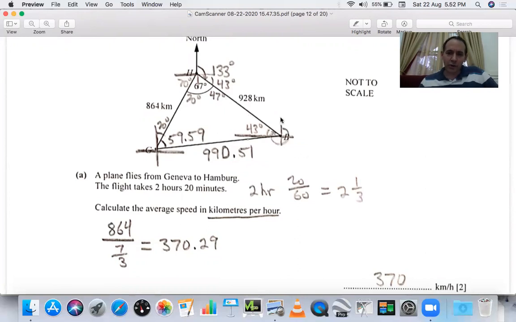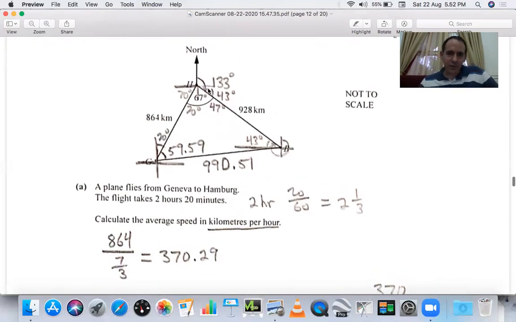So you don't go this direction, you go from north clockwise all the way around until you're facing Hamburg. So we need to go from here all the way over to here. Well, if this is 133, then this, notice I make my little axes here, would be 90 degrees. So 133 minus the 90 gives us 43.